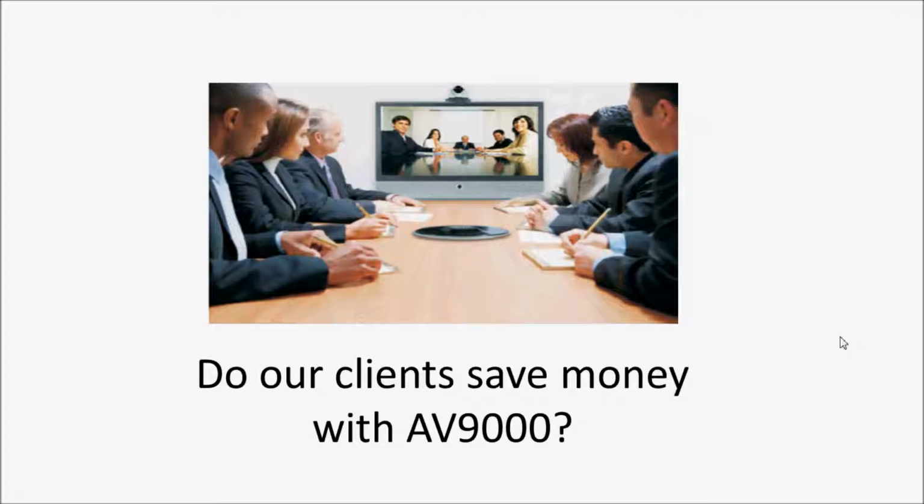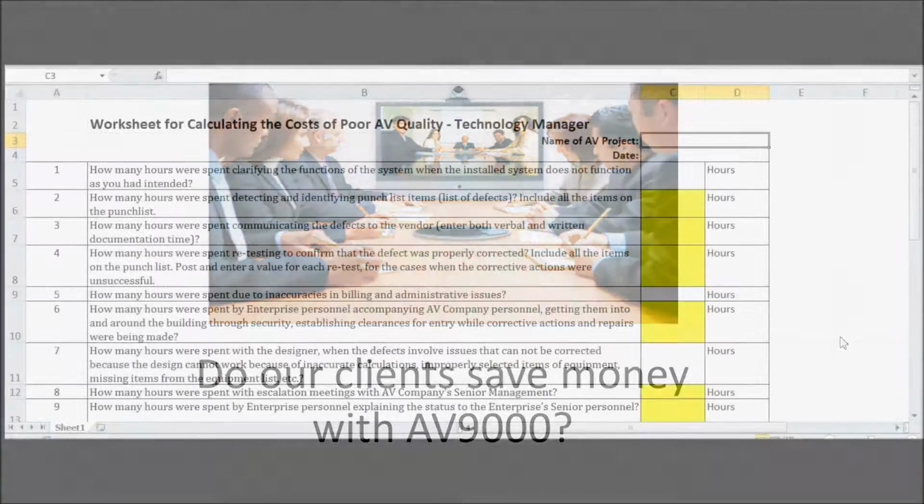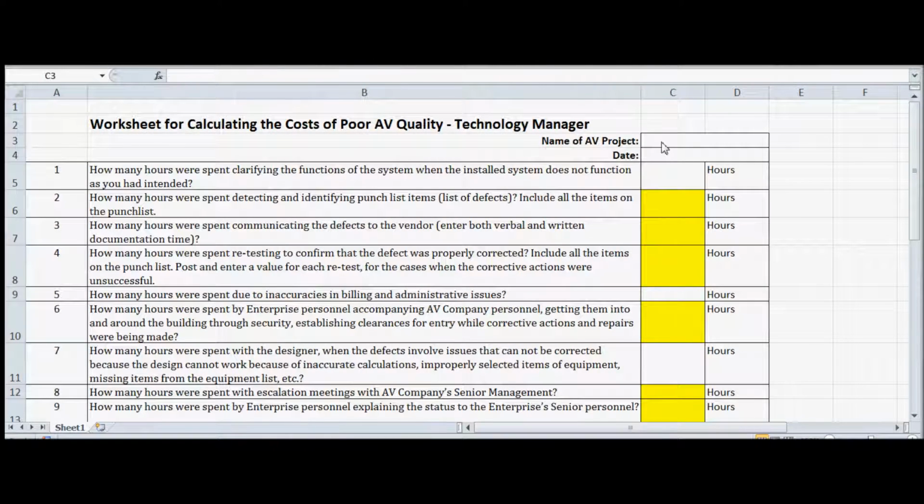I'm glad you asked. AQAV put together a spreadsheet to answer that exact question. As an example, I'll use a project we commissioned a few months ago that ran into the typical hiccups our industry sees on projects. This is a worksheet for calculating the cost of poor AV quality, the Technology Manager version. There is also an integrator version, but this spreadsheet deals with typically hidden or unaccounted for costs that a Technology Manager would run into when things start heading south on a project. For this particular example, we will call this project the Best Conference Room that was completed on September 1st, 2015.